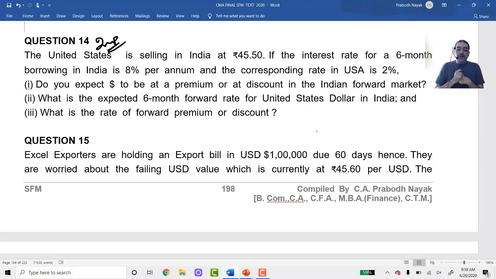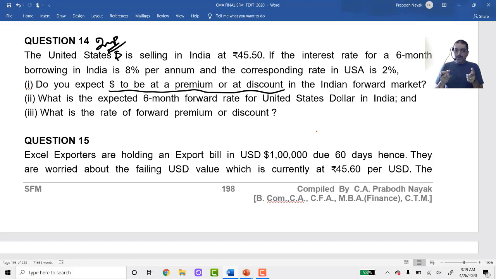United States dollar, the dollar sign is missing, is selling in India at rupees 45.50. If the interest rate for a 6-month borrowing in India is 8% per annum and the corresponding rate in US is 2%, do you expect the dollar to be at premium or at discount in the Indian forward market? Whether the dollar is at premium or discount. Second, what is the expected 6-month forward rate for the United States dollar in India?